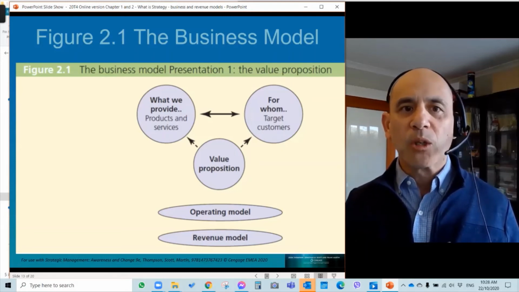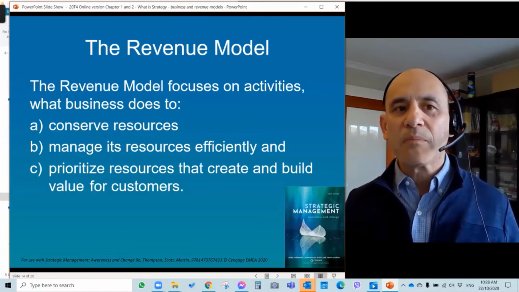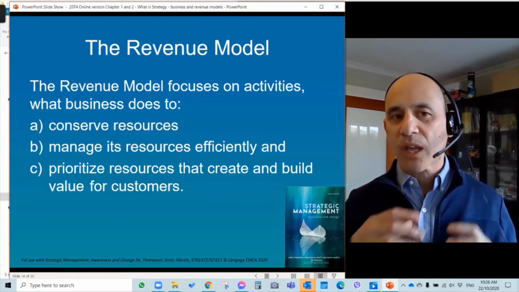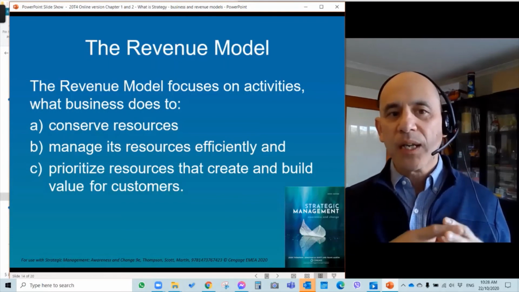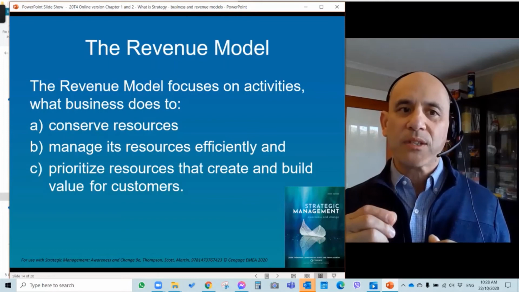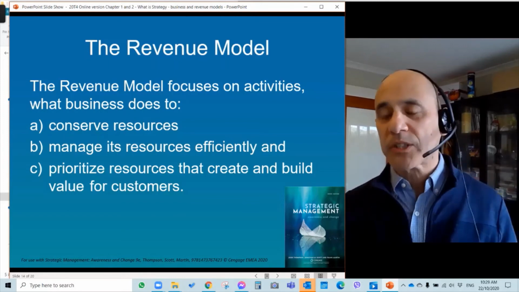So the revenue model focuses on activities, or in other words, what businesses do to conserve resources, to manage its resources efficiently, and to prioritize resources that create and build value for customers. So as you can see from this definition, it's really more detailed, and it really talks about particular activities that we do in order to support the business model.